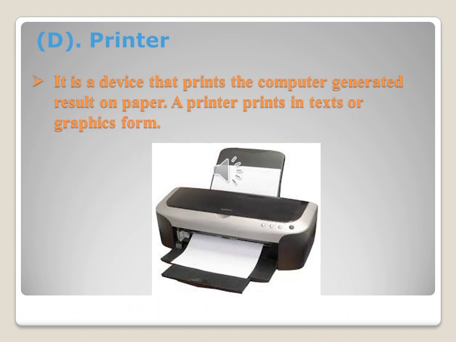And next is a printer. It is a device that prints the computer generated result on a paper. It may be text, it may be image. It depends on the commands which we give to the computer and that will be printed on the paper. Different types of printers are available in the market nowadays. You can see one in the picture also.